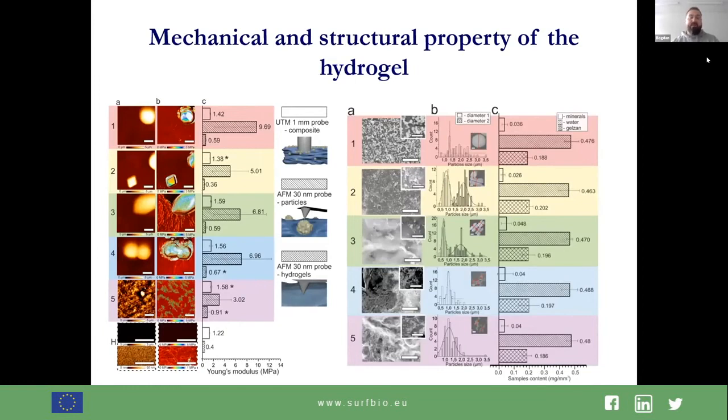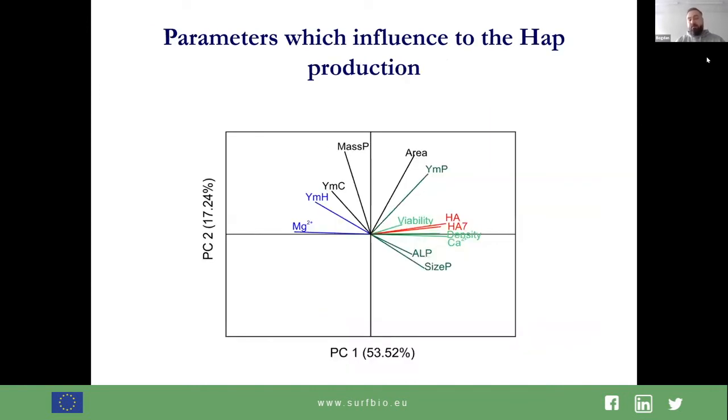The same goes for the mechanical properties. We do a lot of AFM, atomic force microscopy studies, with a few different probes to get a global characterization of the gels. With a sharp probe we try to see how the particles attract to the gels, and so on. But it's still difficult to find a good dependence and understand what is what. So in this case we go to principal component analysis to understand which of all these components really influence the hydroxyapatite production.